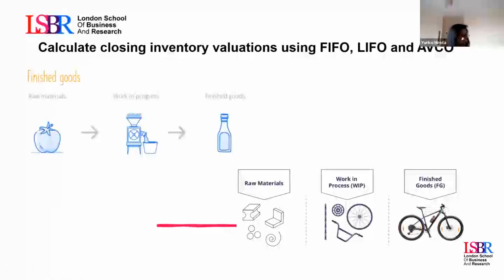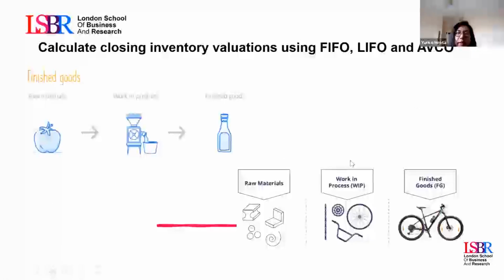And we have here more examples about finished goods. The raw material, obviously, is an apple. Work in process is when the apple is being processed, using a specific process, and finished goods is when the product is ready to be sold. Or for example, a bicycle. Raw material could be these parts made of steel or wood or plastic. Work in process is when we have all the parts and we need to put them together in order to have a finished good that is a bicycle that is ready to be sold.